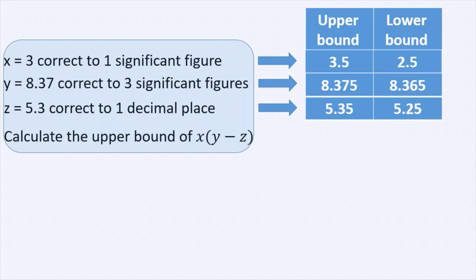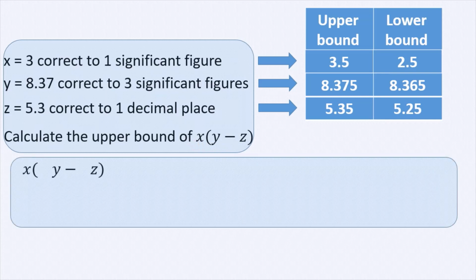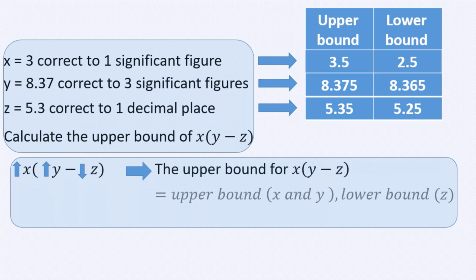Now to get the upper bound of the expression x multiplied by y minus z, we need to get the maximum value for x, the maximum value for y, and the minimum value for z, because this is subtracted from the expression. Therefore, the upper bound for the expression x multiplied by y minus z entails that we get the upper bound for x and y and the lower bound for z.